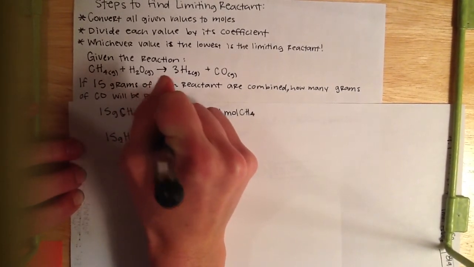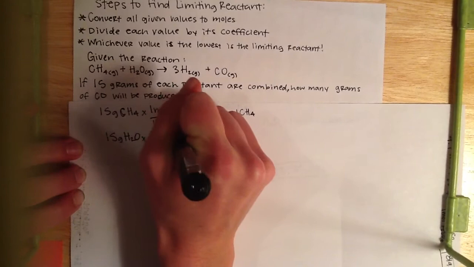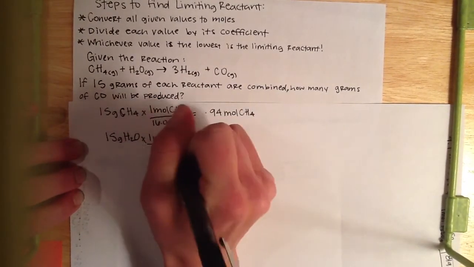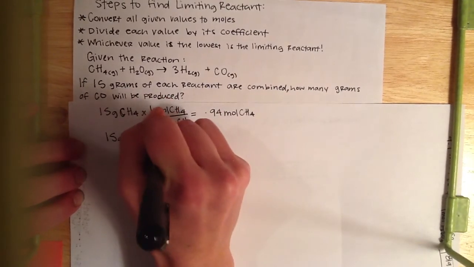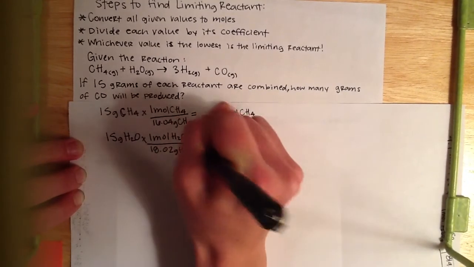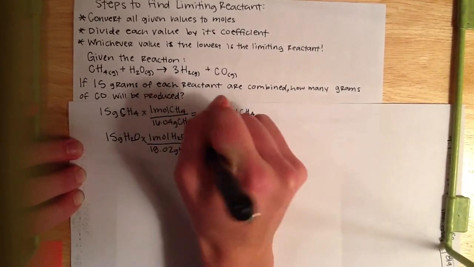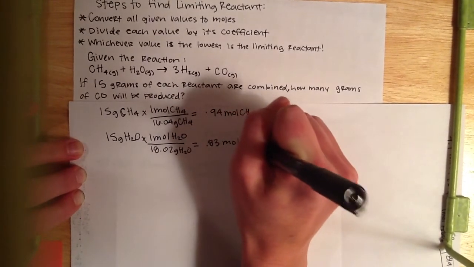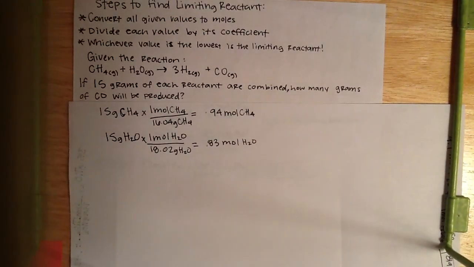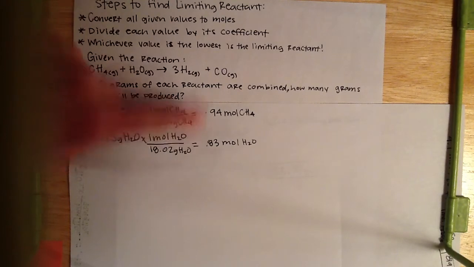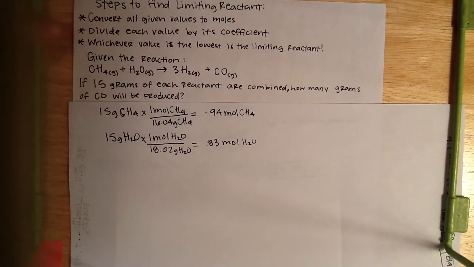Alright, so now for our other reactant, we have 15 grams of H2O times 1 mole because that's what we're converting to, over the molar mass of H2O is 18.02 grams of H2O equals 0.83 moles of H2O. Okay. So now that we have a molar value for both reactants, we can go to the next step.